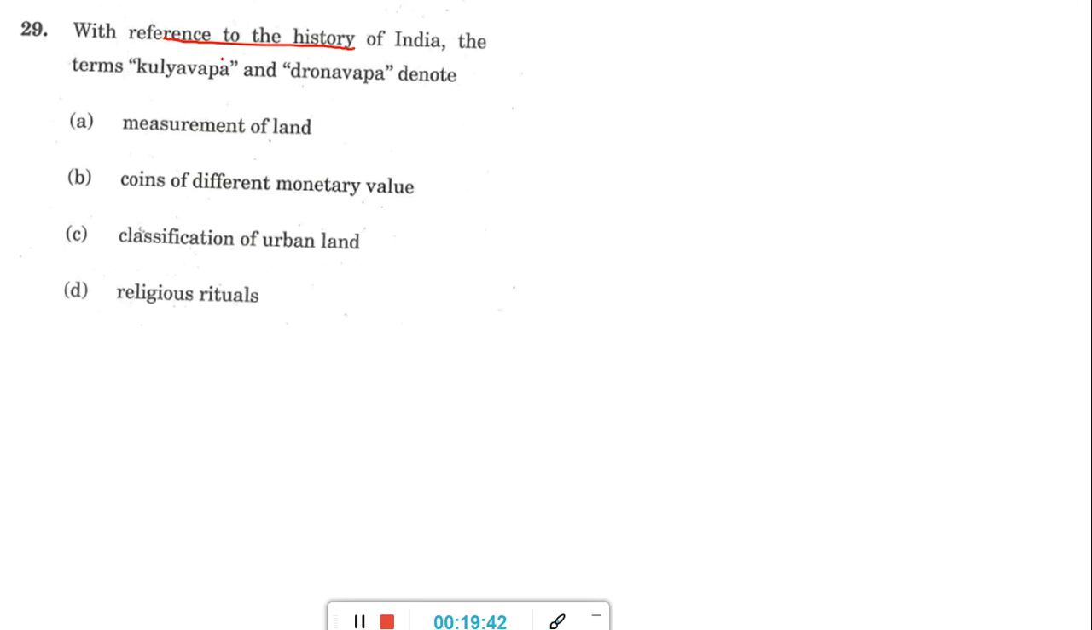Again, a little difficult question because these terms are not directly there in your NCERT, Tamil Nadu or Satish Chandra textbook. Okay, this Kulyavappa and Dronavappa denotes what? Measurement of land, coins of different monetary value, classification of urban land, religious rituals. Okay, so two things are related to land. So whenever such things come in the options, more likely the answer will come from there only.